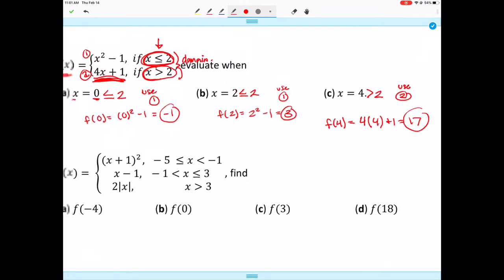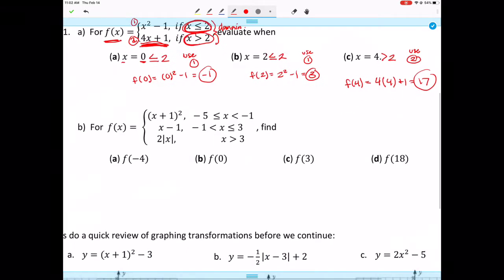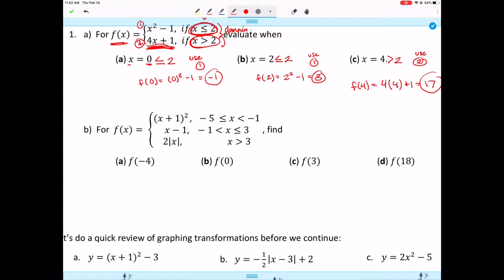All right? So if you can, please pause and give a shot on B. The difference about A and B from example 1 is this, they just write it as an f of x. So we want to evaluate f of negative 4. So it's kind of the same thing. We're just going to evaluate when x equals negative 4. All right, so pause that, give that a shot, and come back when you're done.